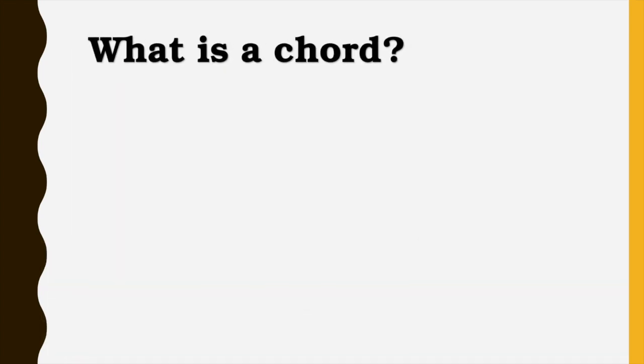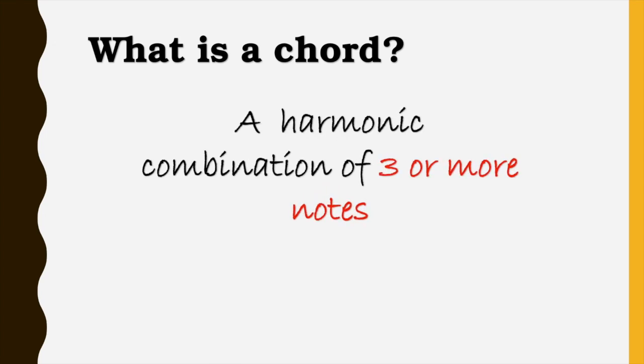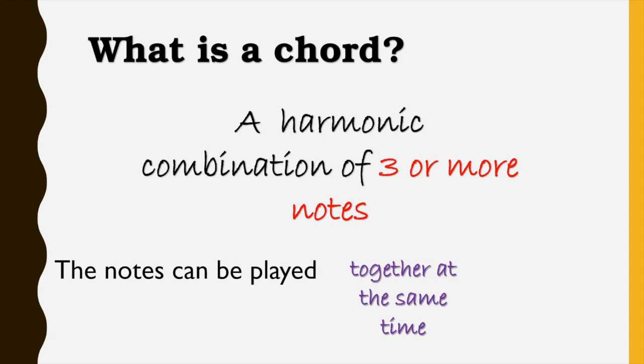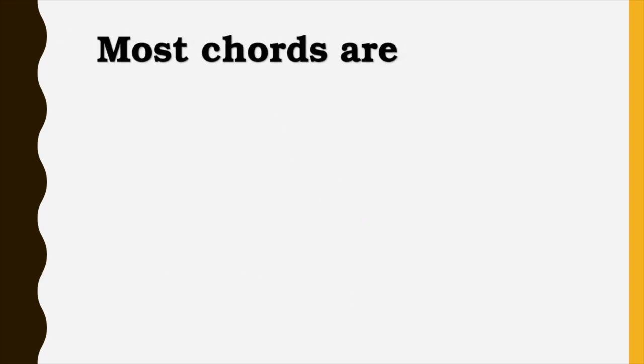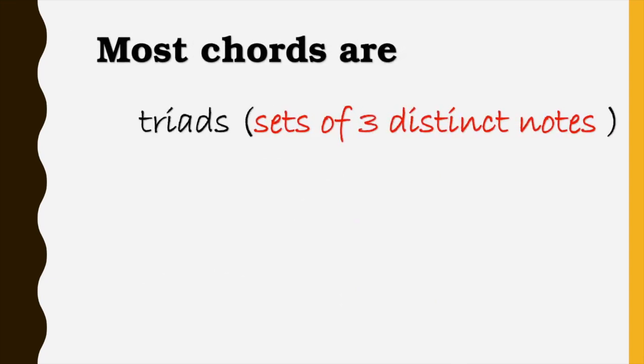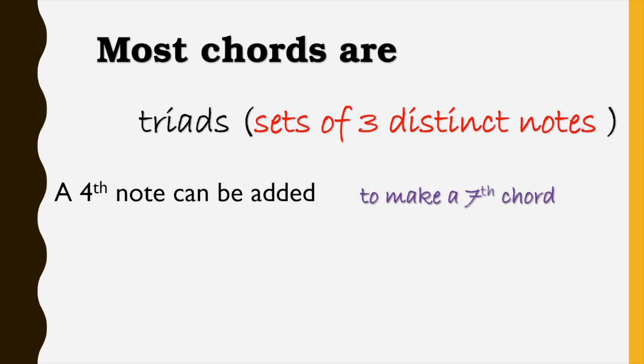What is a chord? A chord is a harmonic combination of 3 or more notes. And these notes can be played simultaneously, together at the same time, or separately. Chords are a triad, which means they are a set of 3 distinct notes. Sometimes we can add a 4th note. This is to make them a 7th chord.